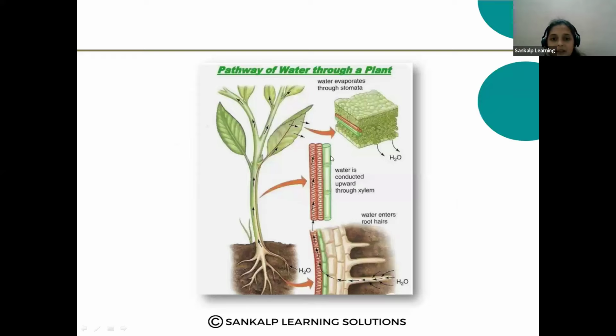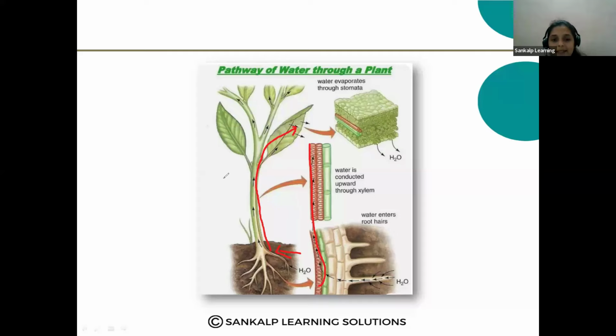You can observe the structure, how the water is moving from root to the leaves. Here, the red color represents the xylem, which is carrying the water from root to the leaves. Water enters into the roots, then it is carried by the xylem vessels and tracheids, then it moves to the leaves.